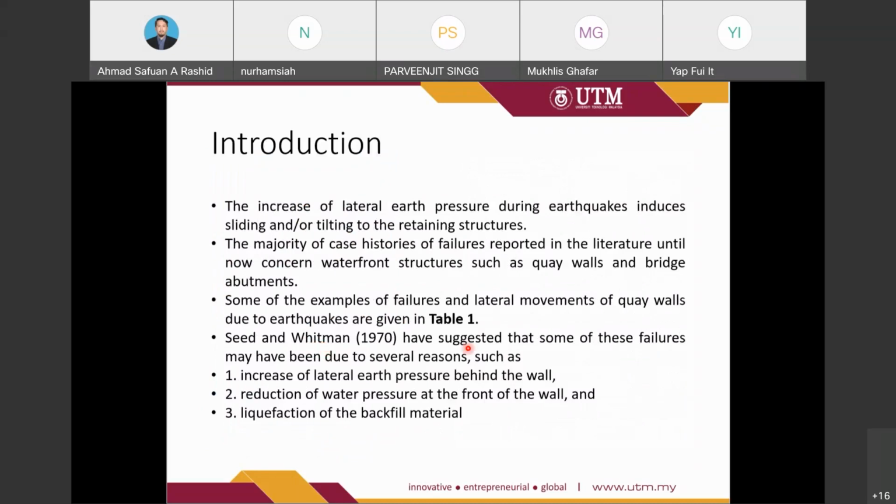Seed and Whitman have suggested that some of these failures may have been due to several reasons, such as increase of lateral earth pressure behind the wall, reduction of water pressure at the front of the wall, and the last one, related to the earthquake, which is liquefaction of the backfill material.